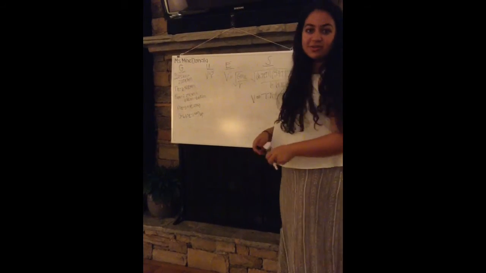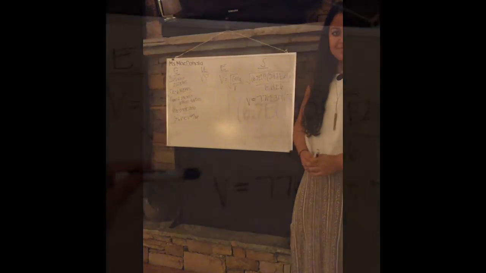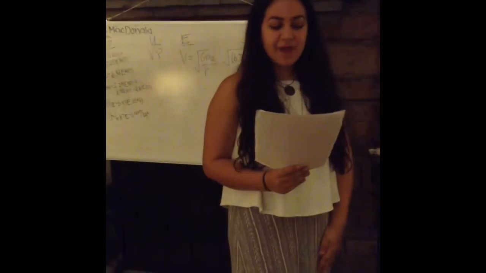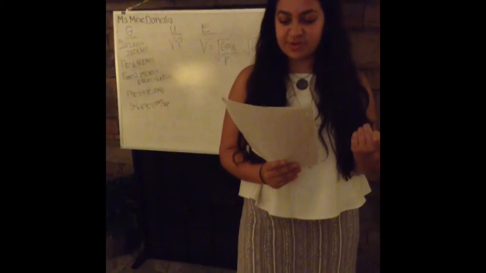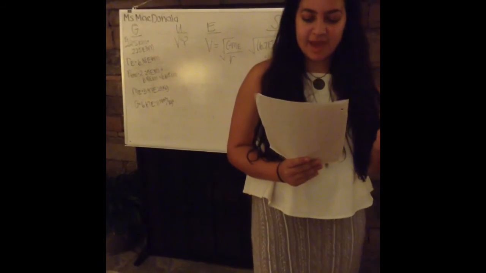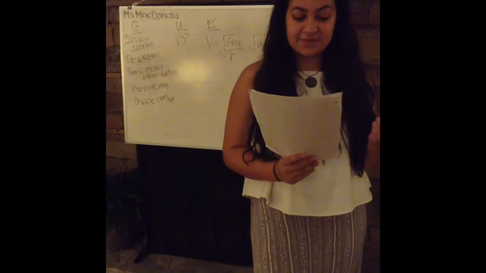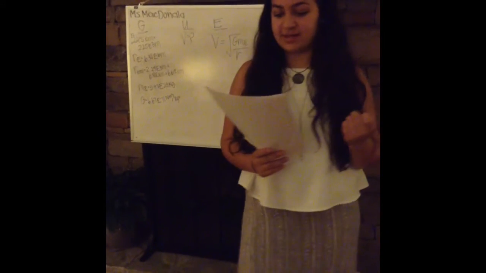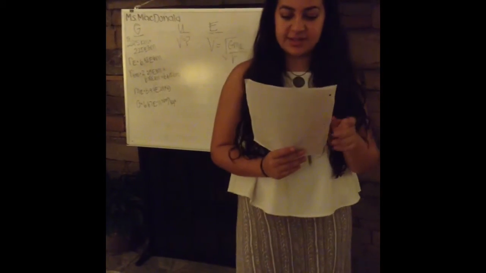Alright, Miss McDonald, did I do it right? Yes. Okay, so the problem reads, assume a satellite orbits Earth 225 kilometers above its surface. Given that the mass of Earth is 5.97 times 10 to the 24th kilograms and the radius is 6.38 times 10 to the 6 meters, what is the satellite's orbital speed?